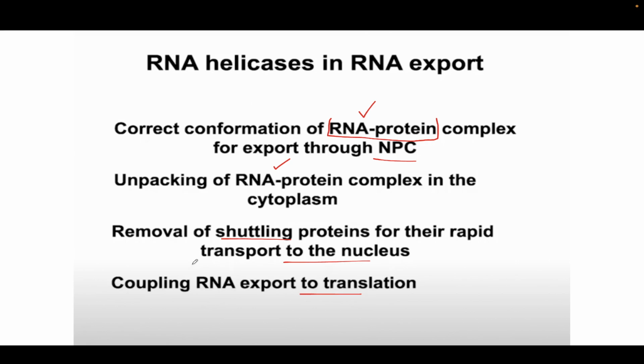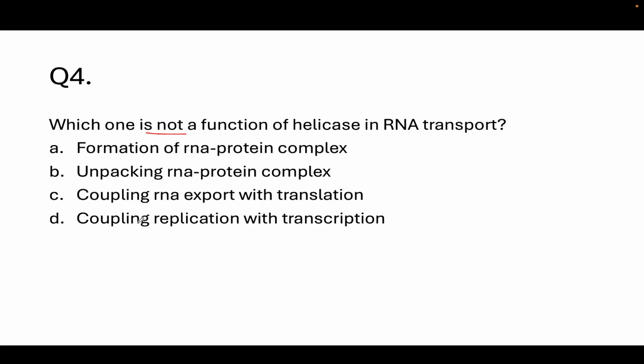But in the case of eukaryotes, we cannot do the same thing, because transcription is happening inside the nucleus and translation is happening inside the cytoplasm. So here we can couple the RNA export to translation, and this is the main role of RNA helicases. There are other proteins and enzymes available, but we are talking about RNA helicases only. So coupling RNA export to translation is another role of RNA helicases. Replication with transcription is not a function of RNA helicase, and it is not coupled. Replication and transcription, these two things are not coupled.